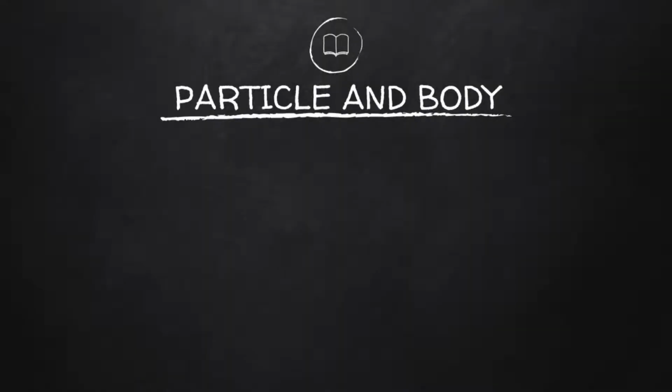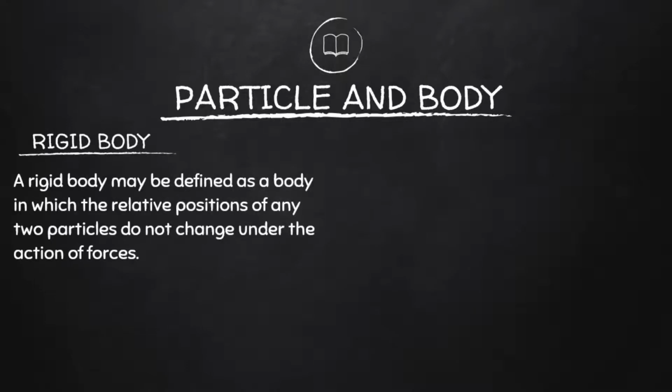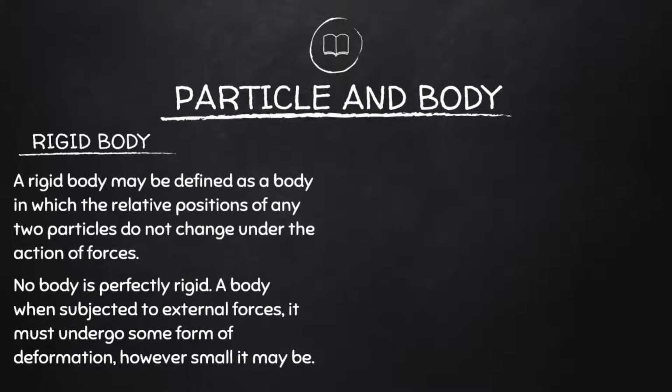In the study of dynamics, we will often hear the two terms particle and body. That is why it is important for us to differentiate between the two. A rigid body may be defined as a body in which the relative positions of any two particles do not change under the action of forces. It is important, however, to note that no body is perfectly rigid. A body, when subjected to external forces, must undergo some form of deformation, however small it may be. The deformation of a body describes the relative displacement between particles of a body.